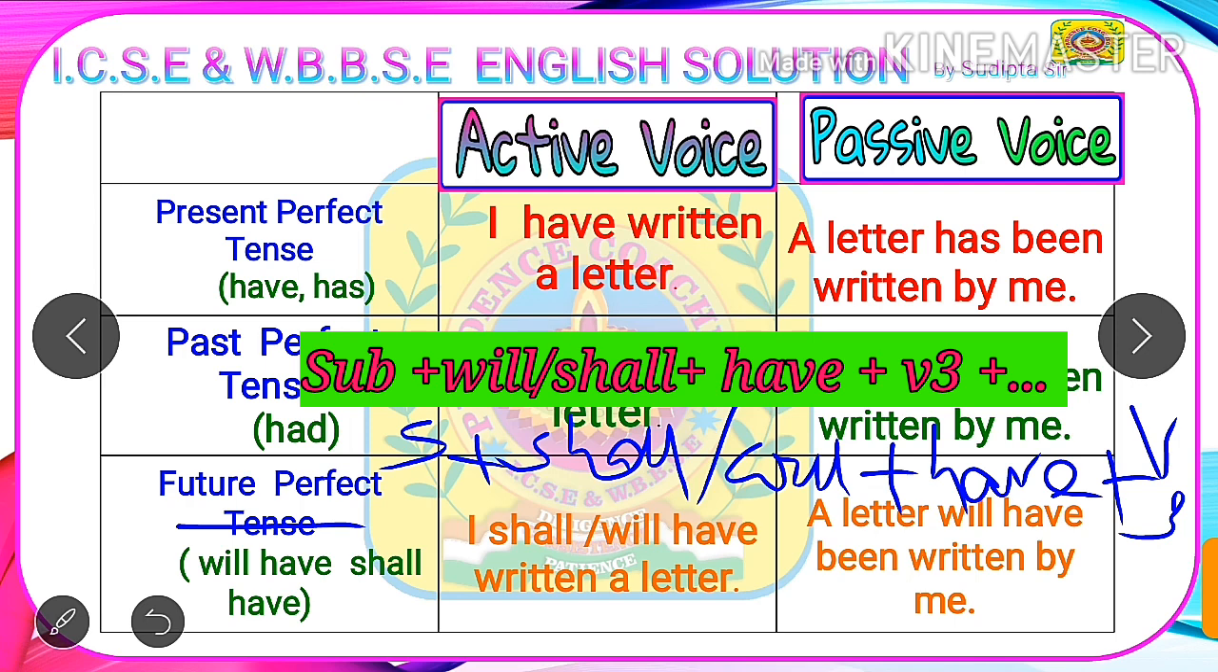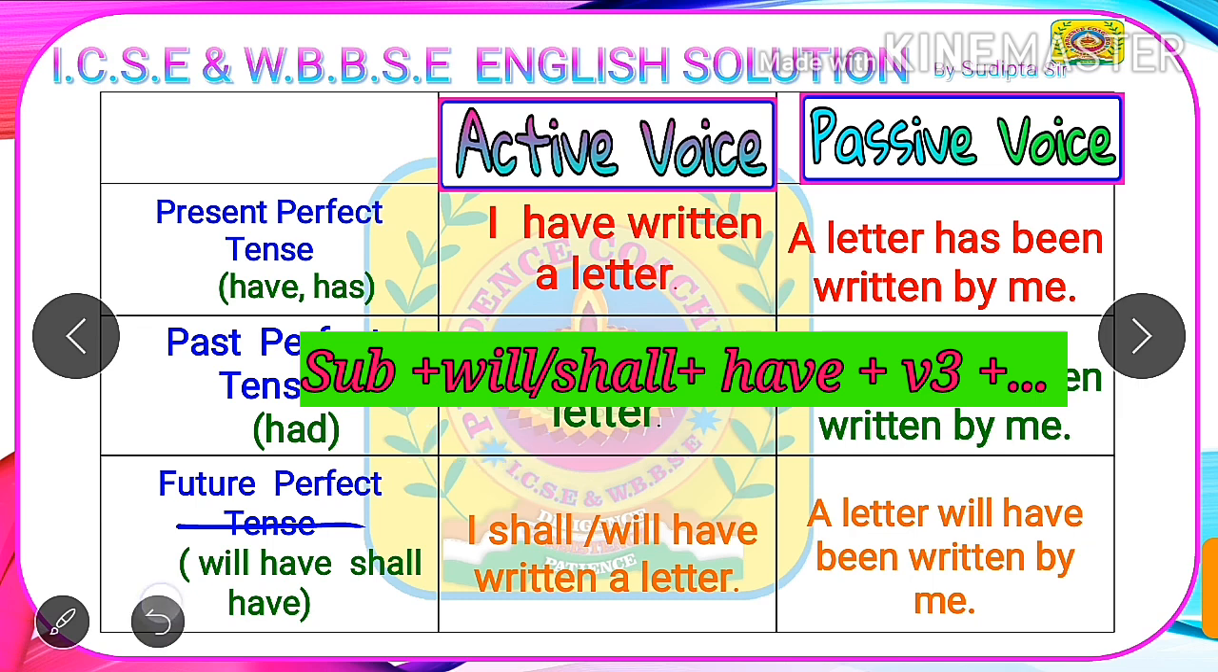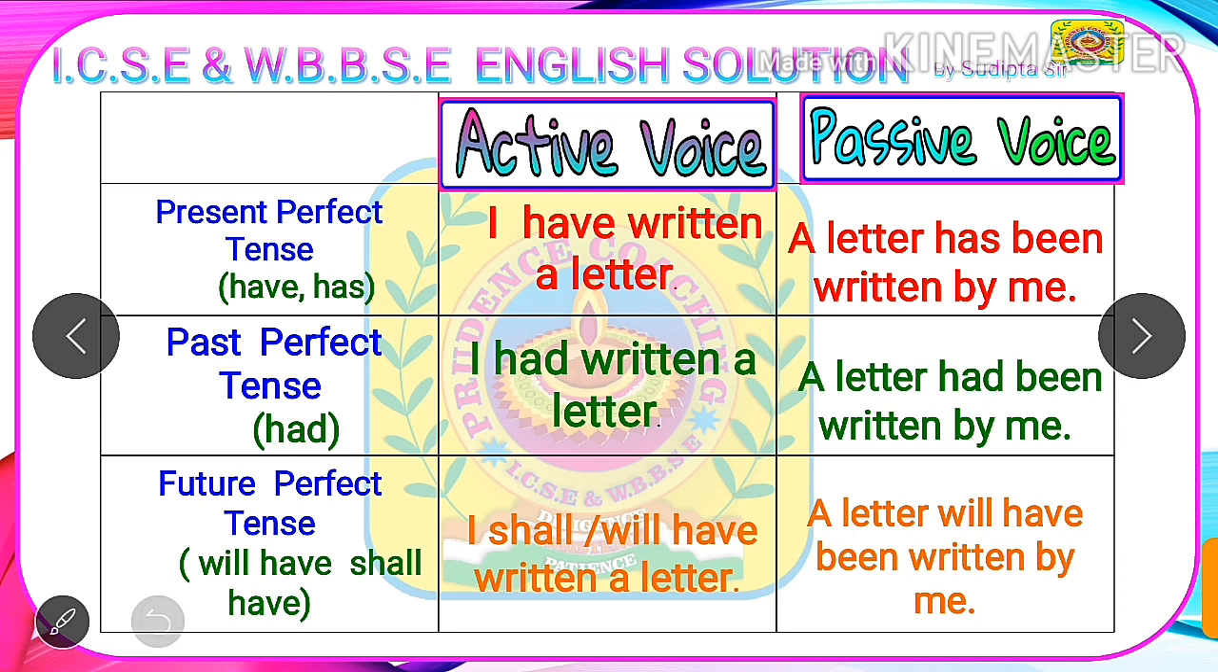Students, here the subject is I. You must know that with I and we can use shall or will, but with other subjects we always use will. So students, here the structure is subject plus shall or will plus have plus V3, which is the structure of future perfect tense. So the to be form of perfect tense is been. Therefore, we will use been as the to be form here.